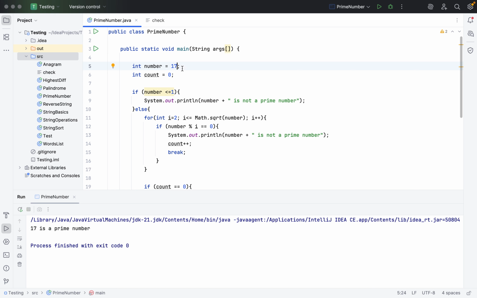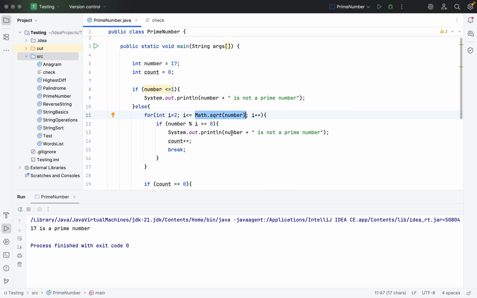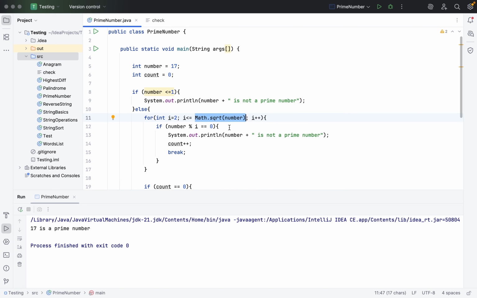So you've seen different examples. Just by using the square root, we've reduced the number of iterations and made this program faster. So this is another way. One is of course going through till the number minus 1, or taking the square root.